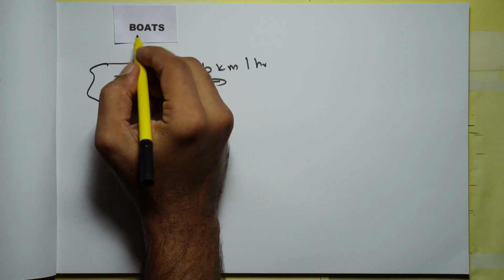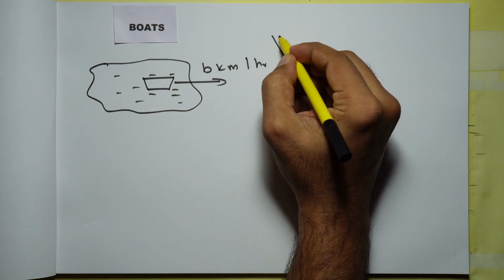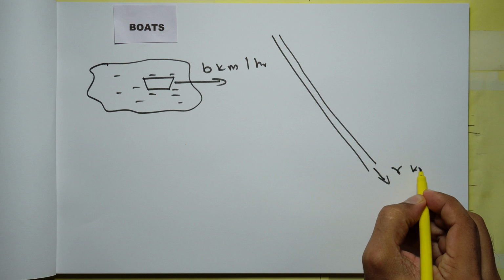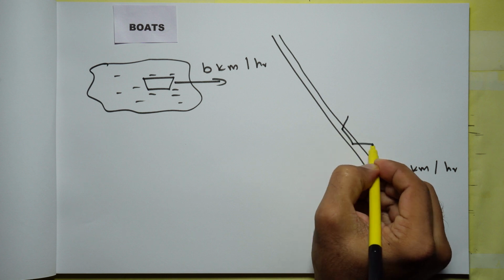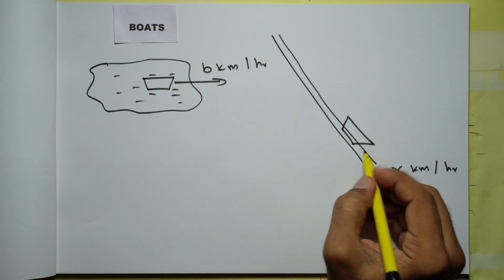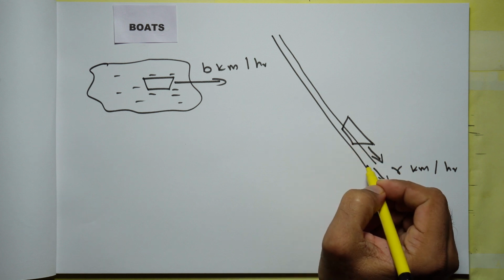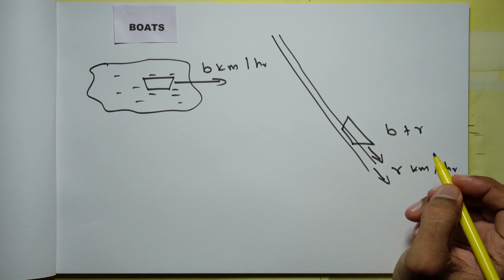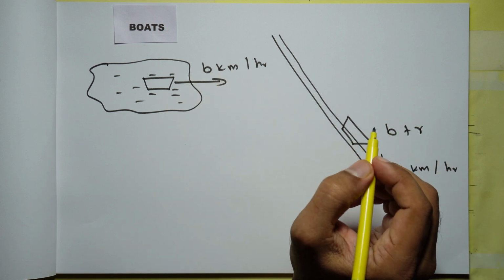Now generally when you have questions on boats, the boat will be in a river, and as you know, the river always flows down. Now this river is flowing down at r kilometers per hour. Now this same boat is here, same boat in the sense that in still water it can move at b kilometers per hour, and it is going down along with the river. Now when it is going down, it is called downstreaming, and when it is downstreaming, effective velocity will be b plus r kilometers per hour, where r is the speed of the river and b is the speed of the boat in still water.